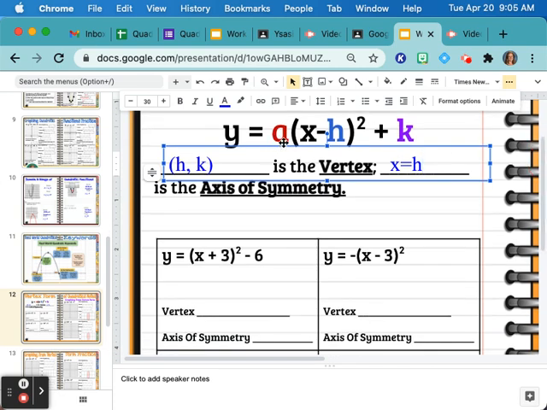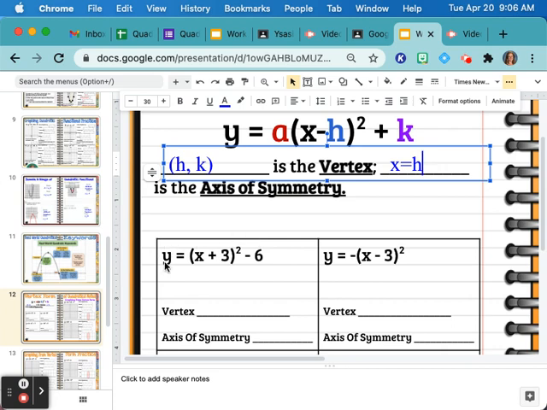So all of these values, a, h, and k, have a job, basically. h and k is where your vertex is. h is where your axis of symmetry is. And a actually determines if the parabola is going to be an up parabola like this, or if a is negative, it's going to be a downward parabola like that.